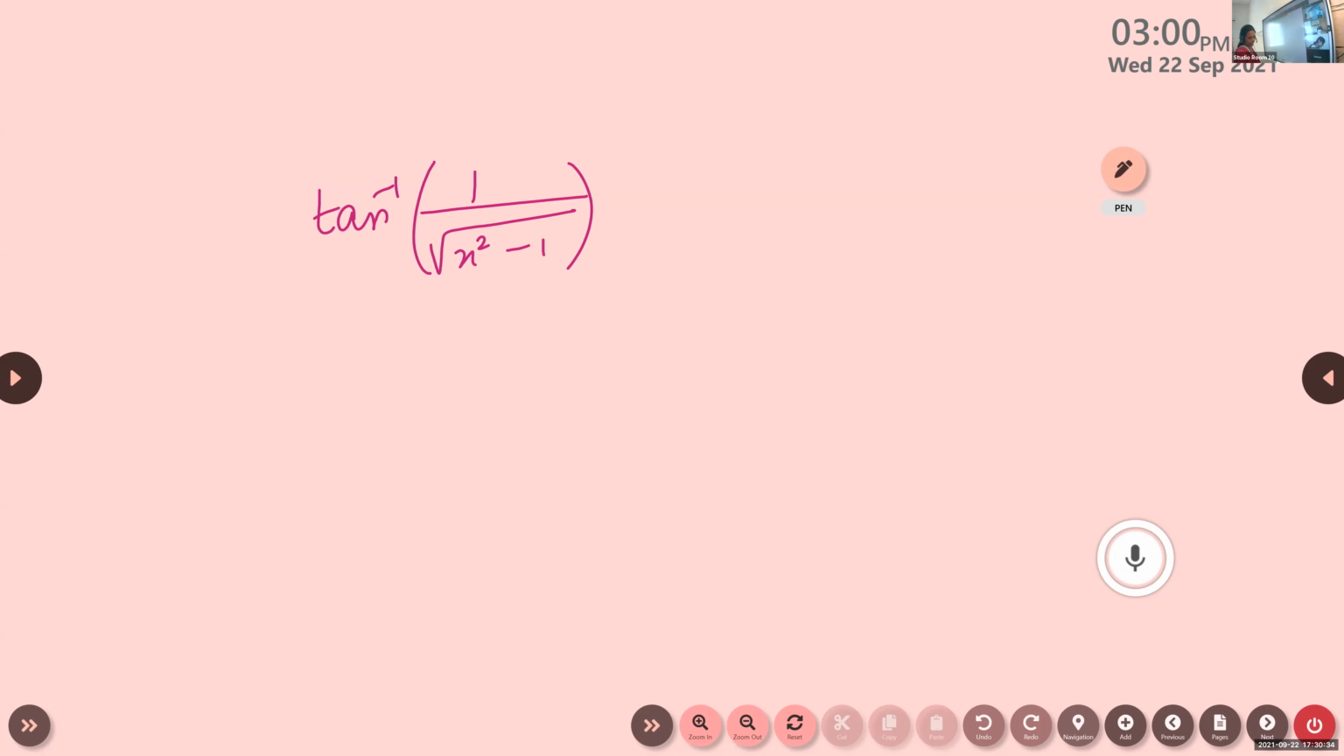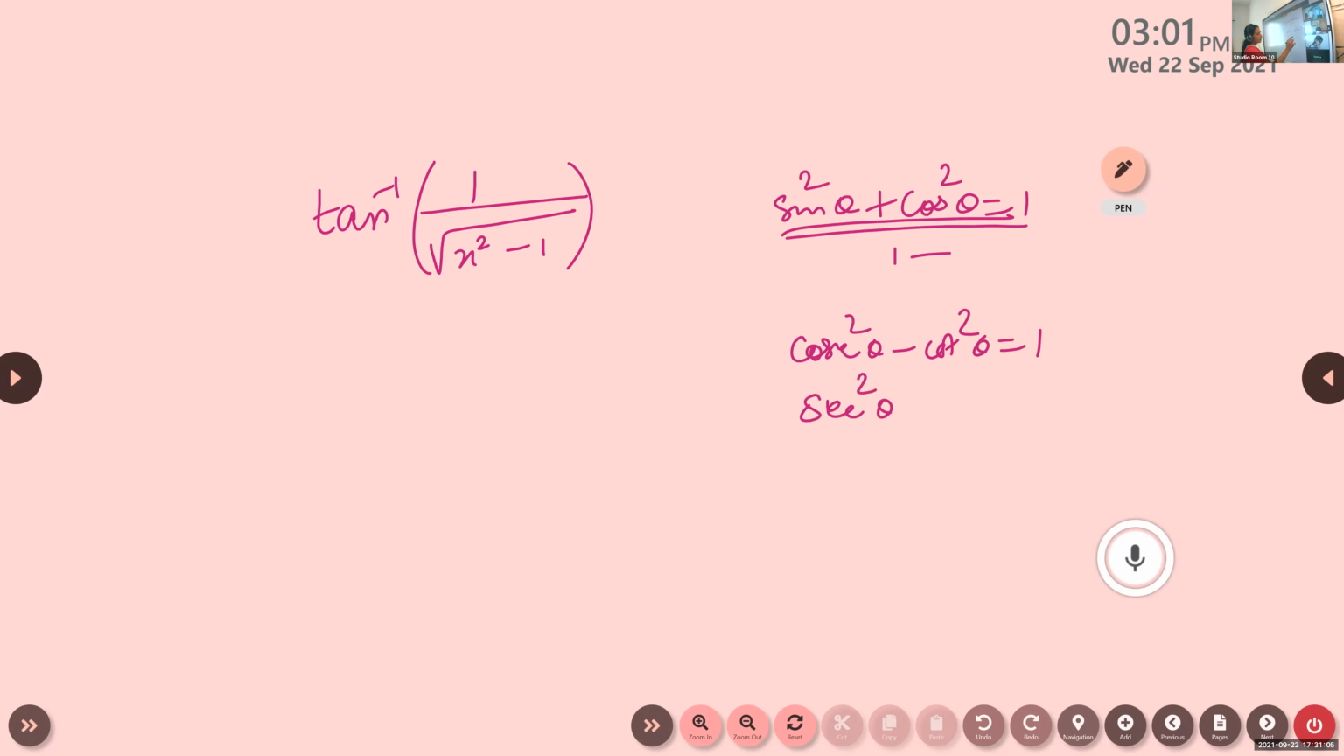x square minus 1. If you are thorough with the identities, you can do this. Minus 1 is there, isn't it? Sine square theta plus cos square theta gives 1 plus form; here we need a minus form. x square minus 1 means either cosec square theta minus cot square theta is 1, or sec square theta minus tan square theta is 1. So either the first one or the second one we need.